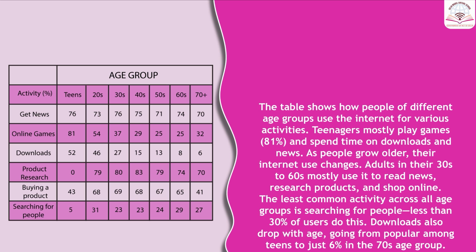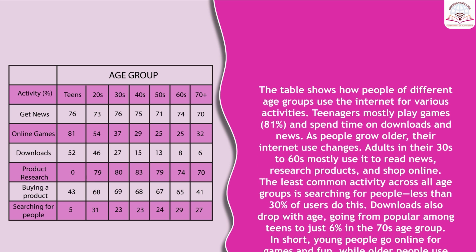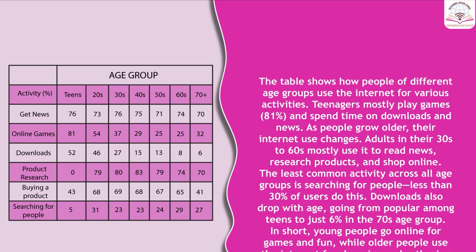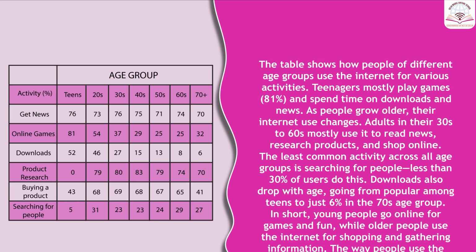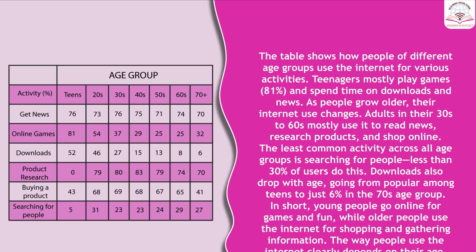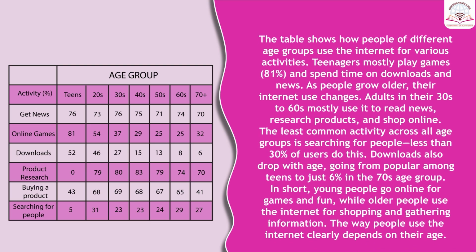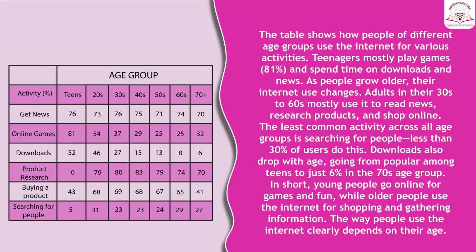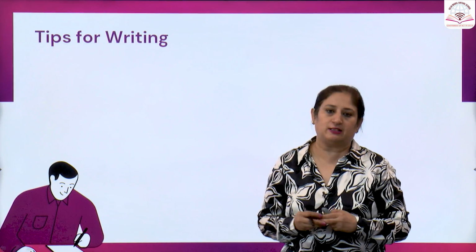Downloads also drop with age, going from popular among teens to just 6% in the 70s age group. In short, young people go online for games and fun, while older people use the internet for shopping and gathering information. The way people use the internet clearly depends on their age. So learners, we have just now seen a sample analytical paragraph.